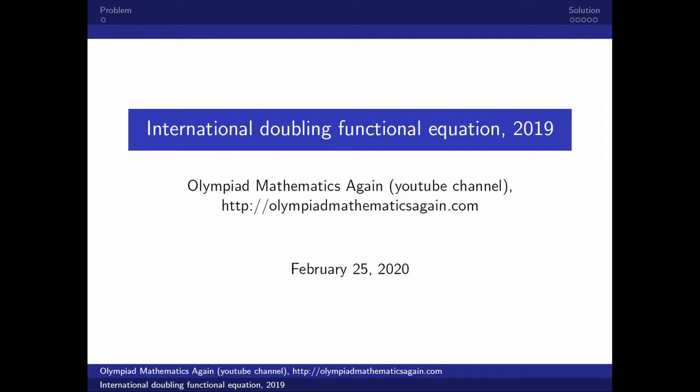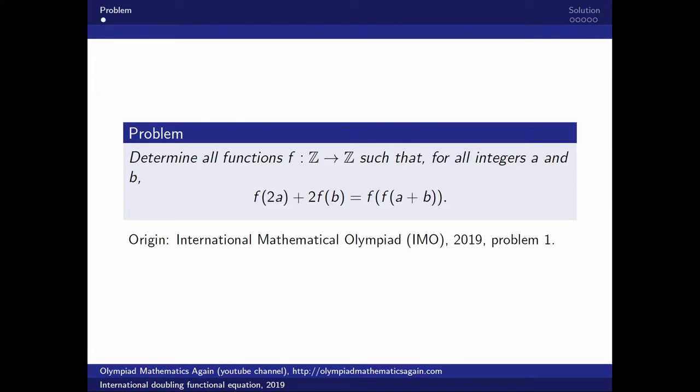Okay, so today I'm going to talk about a problem from last year's International Mathematical Olympiad, and it's a functional equation. It's the first problem on that Olympiad. So we need to determine all functions from integers to integers, such that for all integers a and b we have f(2a) + 2f(b) = f(f(a+b)).